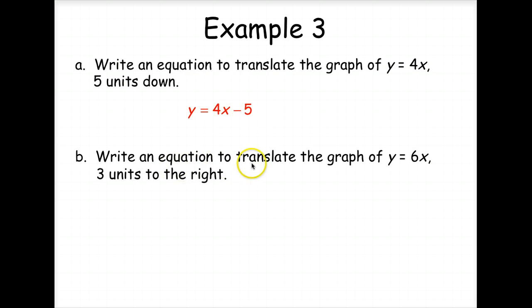Now we're to write an equation to translate the graph of y is equal to 6x. We're going to go 3 units to the right. Now if we go right or left, remember it's inside the grouping. So if we're going to go right, it's a negative. It's opposite of what you think. And we're going to go 3 units. So 6 times the quantity of x minus 3.